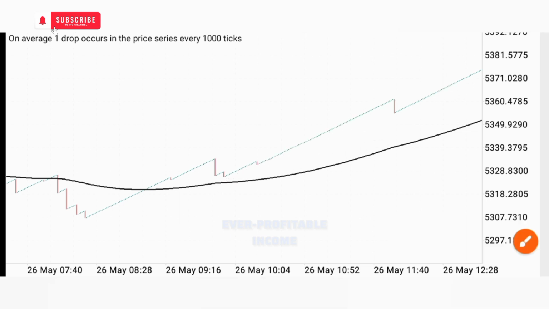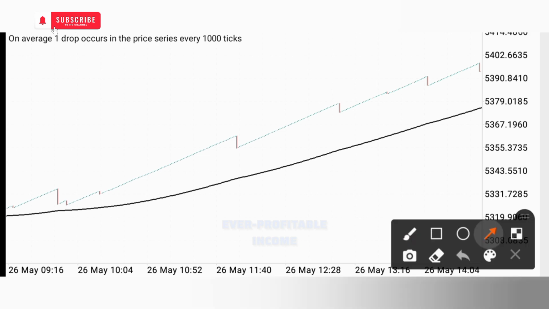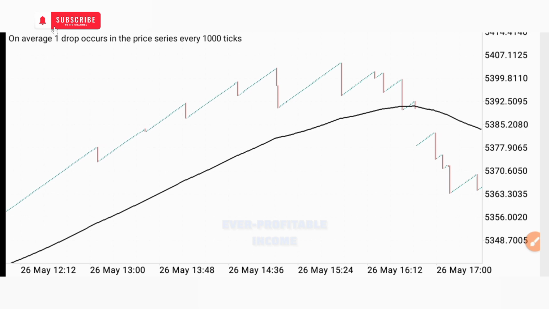Look at the massive candles. You can scalp even 100 candlesticks. Just take a look at this. This is a whole lot of massive profit, guys. So this strategy is very, very good. It's 100% safe.